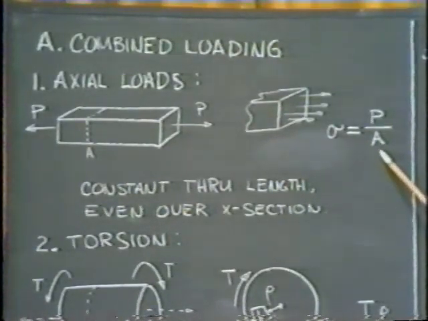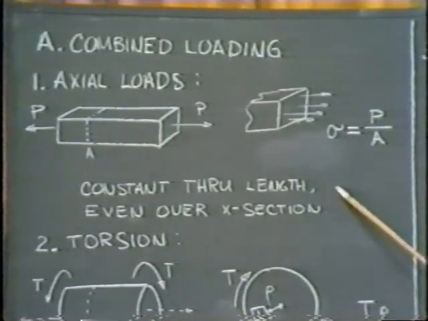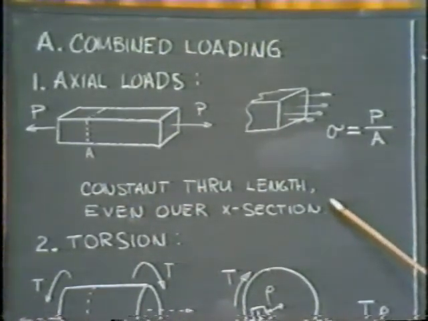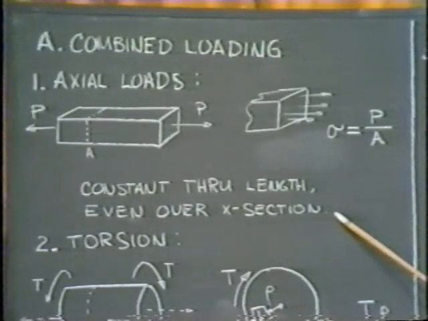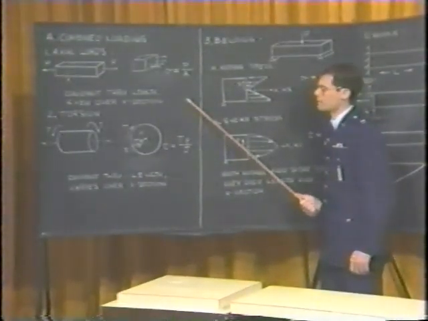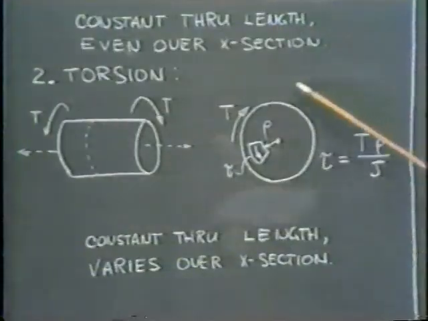We've seen this before, but it's important to realize two things. First of all, that the normal stress due to this type of load is constant throughout the length of the loaded member. Second of all, that stress is evenly distributed over the cross-sectional area. Let's compare that now with the next type of loading, torsion.